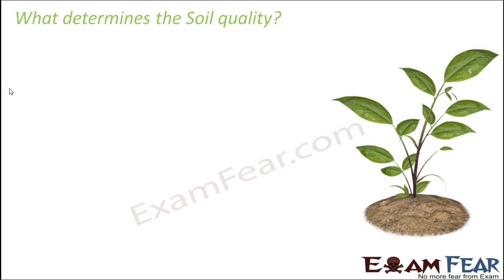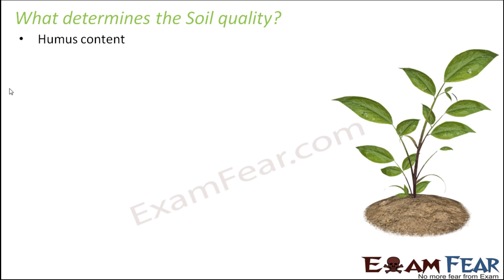Now the next question is, what determines the soil quality? Not every soil can support every type of plant. In fact, depending upon the texture of the soil, the depth of the soil, and the color of the soil, we decide what kind of plants that soil will support. So what are those important parameters which decide the kind of plants that a soil can support?